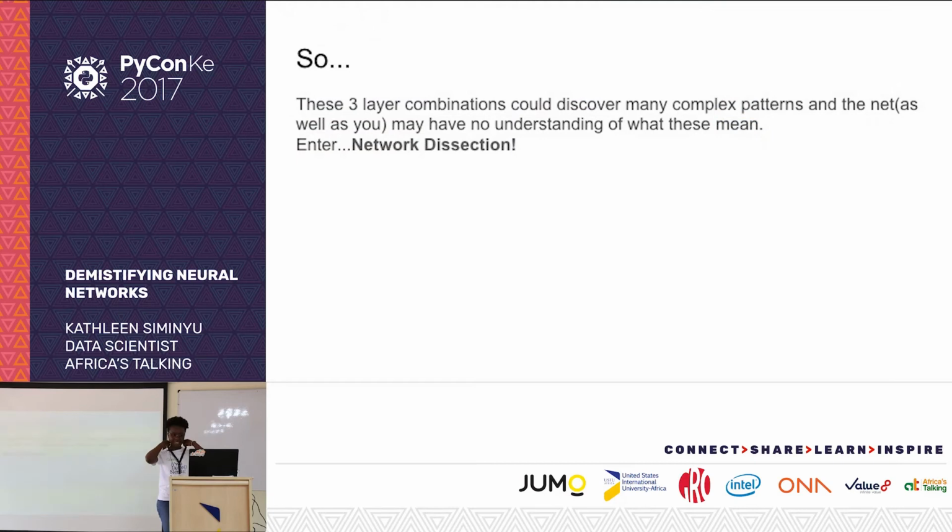So the 3-layer combinations, in whatever architectural way someone has decided works best, could discover many complex patterns. Some of these complex patterns could make sense to you, they may not. They could make sense to the net, they may not. They may be noise. So trying to understand what the network is learning is the point of this session. Enter network dissection, which is the method I'm going to be discussing today.